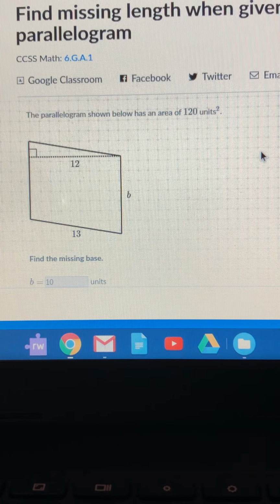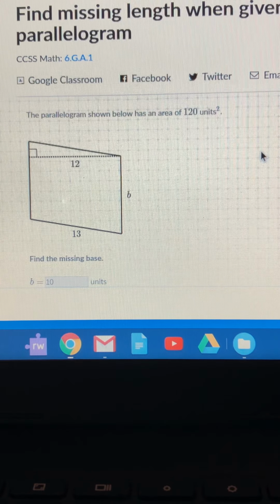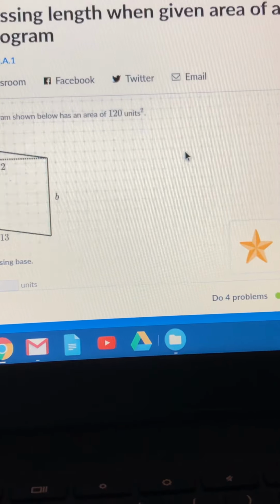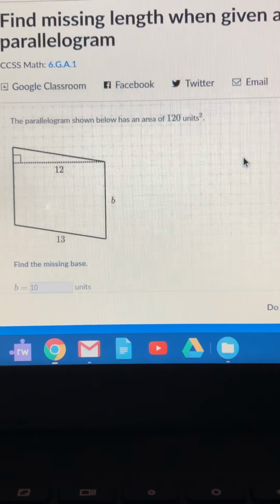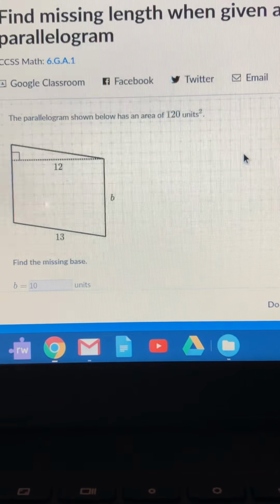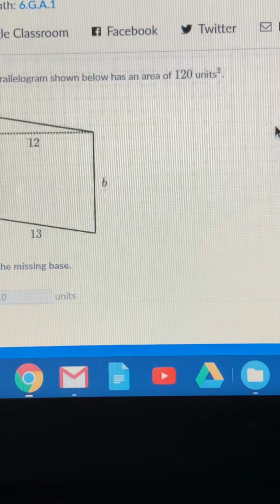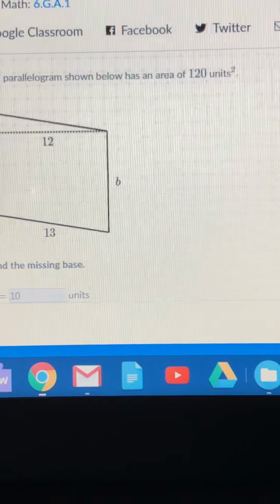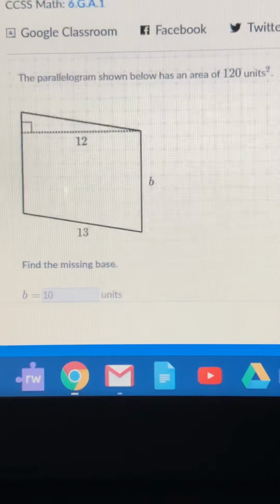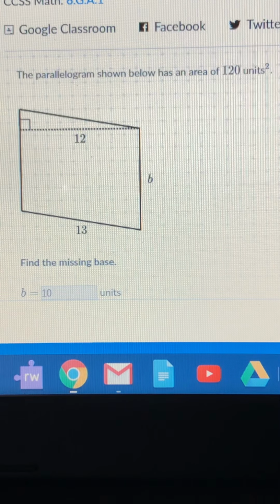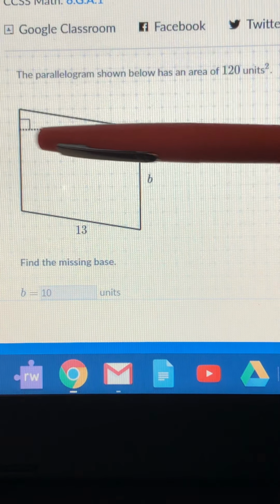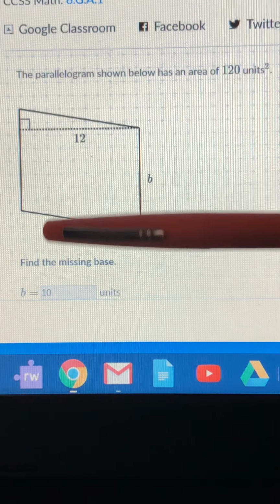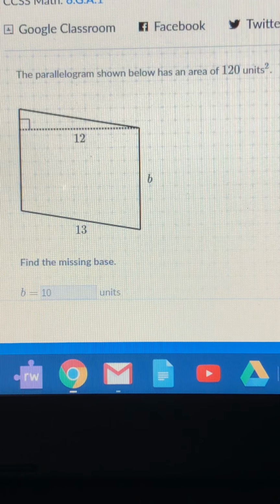Okay, again, we are going to work on finding the missing length when given the area of a parallelogram. So here for this example, we have a parallelogram with an area of 120 units squared, or 120 square units. We see the base is just the letter B. We have a height of 12, and this 13 is extra information, so we have to ignore that.